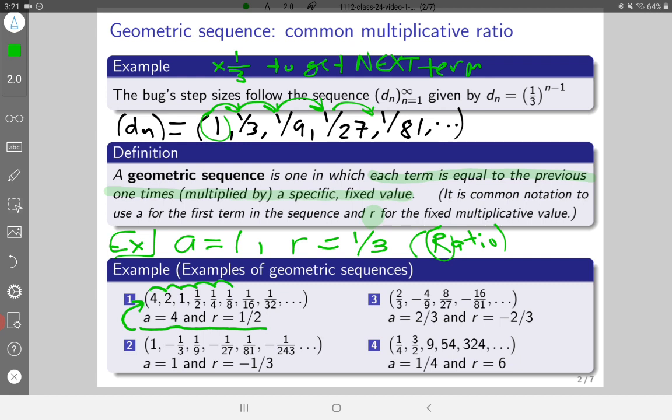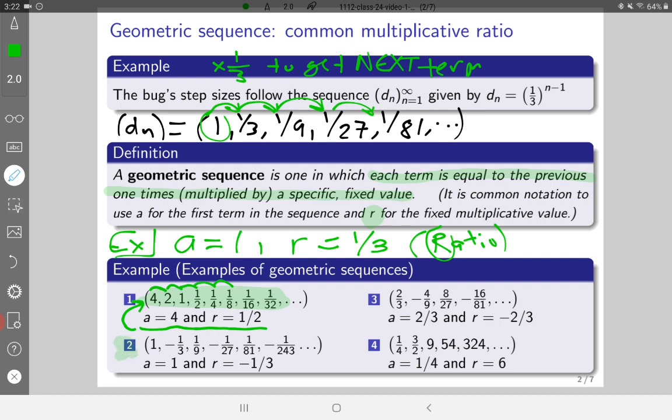Or vice versa, if I gave you these terms of the sequence, and I said, do you see the pattern here? I'm trusting that you would notice that it starts with a 4, and each time it cuts in half. It's divided by 2, it's multiplied by 1/2, and you should be able to see that it's a geometric sequence with a equals 4 and r equals 1/2. In other words, you should be able to go back and forth between these two pieces of information, but just for your learning right now, I'm giving you all of the information to see everything at once.